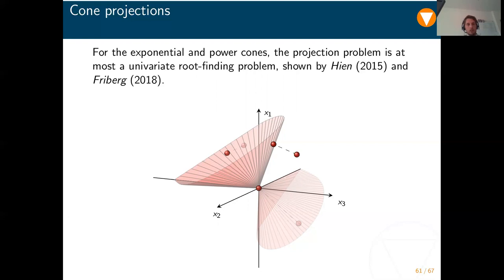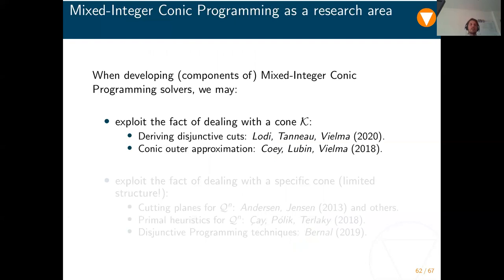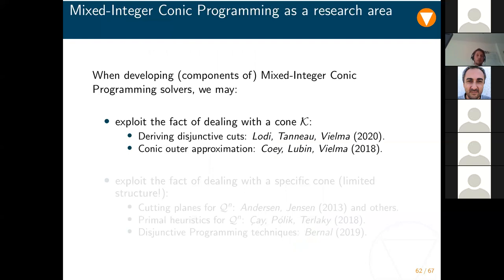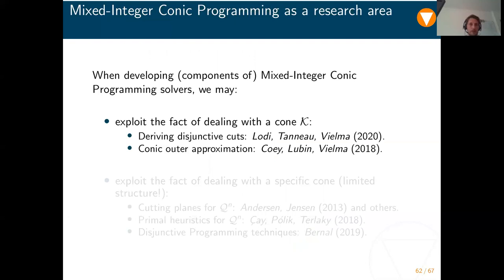If you remember one of the very first slides, we said that exploiting structure is one thing that we would like to do in any mathematical programming paradigm. And there is some evidence, from my personal point of view, that in mixed integer conic programming this is one thing that is actually fruitful. There are more and more recent results in the research of mixed integer conic programming that go in that direction. This exploitation of structure can actually also be twofold.